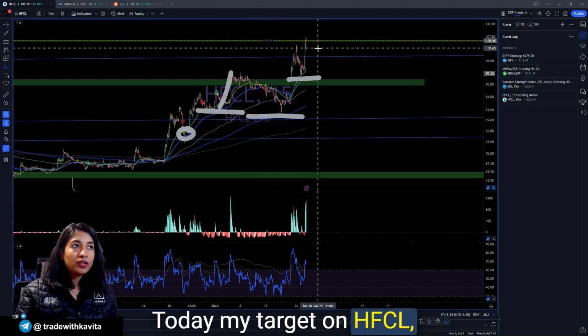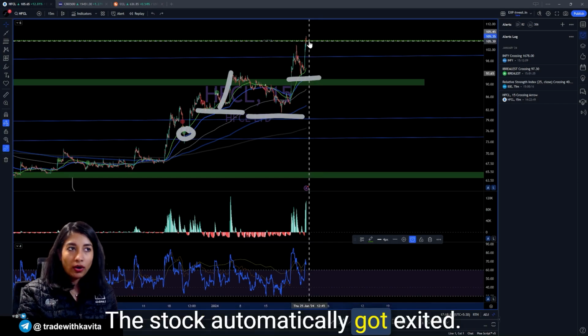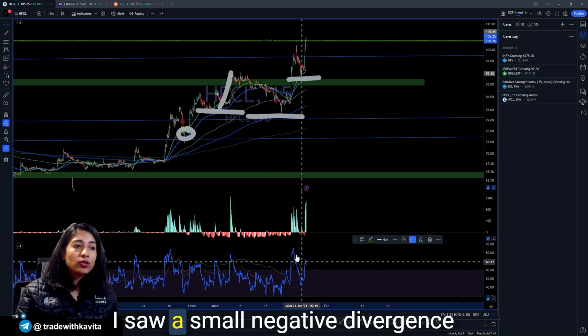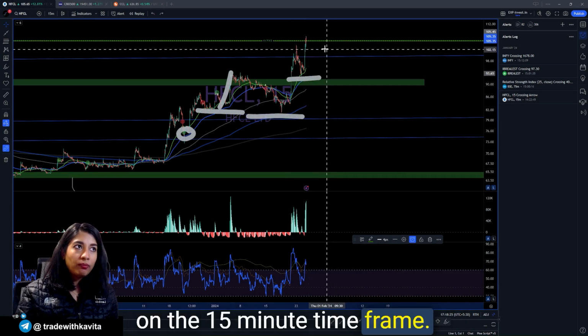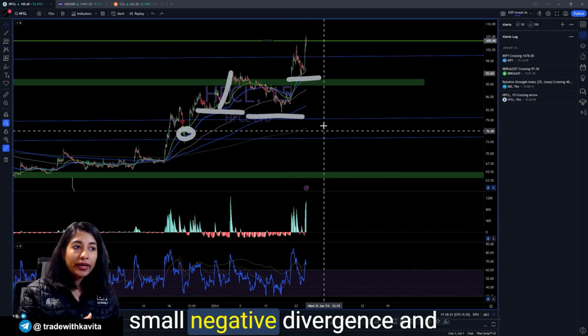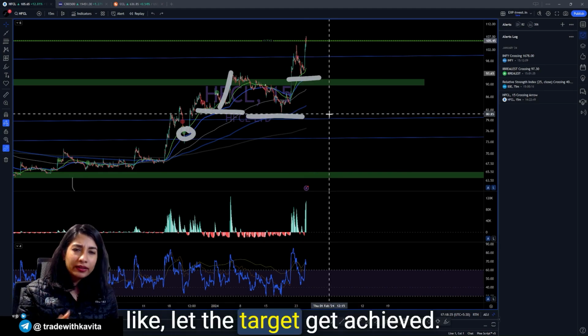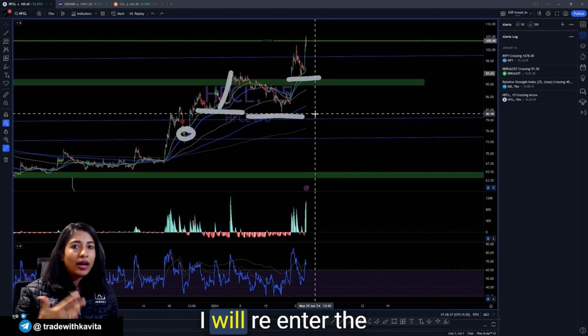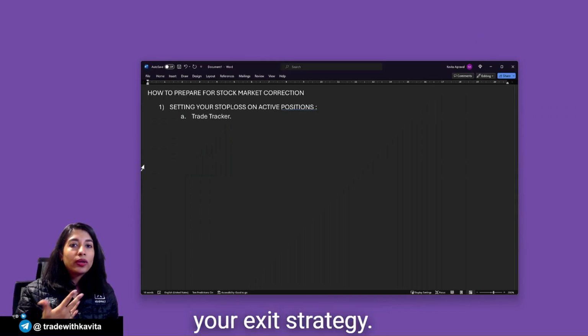Today, my target on HFCL, for instance, got achieved. The stock automatically got exited. Why did I let the stock exit? I saw a small negative divergence on the 15-minute time frame, and I also had an alert set a little bit lower than my target. So when I saw that there is a small negative divergence and my target is very close, I was like, let the target get achieved, let the stock get exited. I will re-enter the stock if need be. So this is knowing your exit strategy.